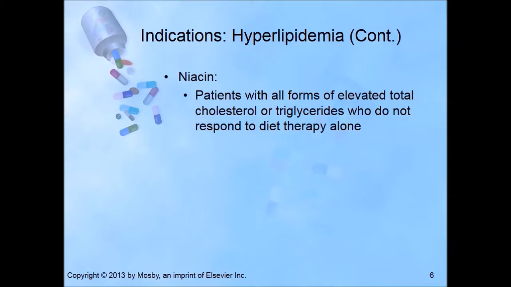The increase in the lipoprotein lipase activity produced by nicotinic acid is believed to increase the rate of chylomicron triglyceride removal from the plasma. The mechanism underlying the increase in HDL is thought to result from reduced lipid transfer of cholesterol from HDL to VLDL, and by delayed HDL clearance. So again, in summary, niacin is for patients with all forms of elevated total cholesterol or triglycerides who do not respond to diet therapy alone.